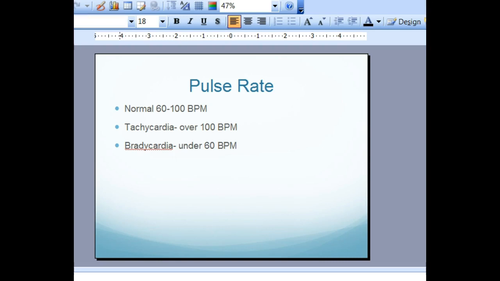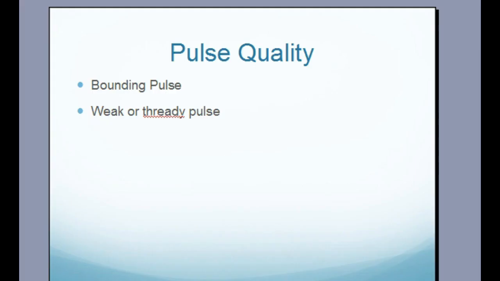Look at this slide. This is the normal that I will be going by, and the terminology. If it's over 100, it's considered fast, tachycardia. Less than 60, considered slow, bradycardia. So therefore your normal is 60 to 100 beats per minute. That's BPM, beats per minute. When we're checking the pulse, we're also checking to see if it's a bounding pulse, or if the pulse is weak or thready.